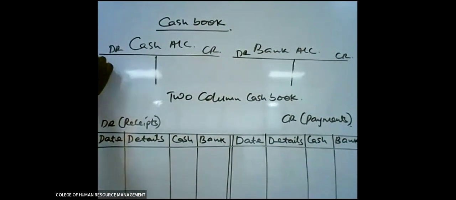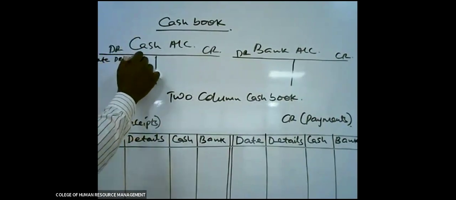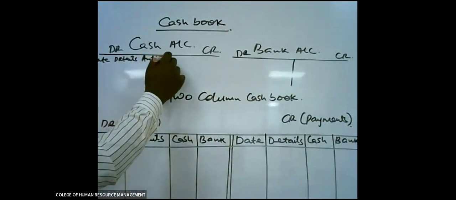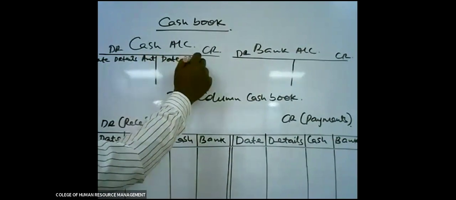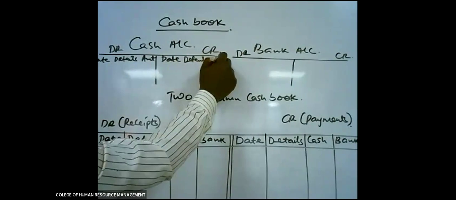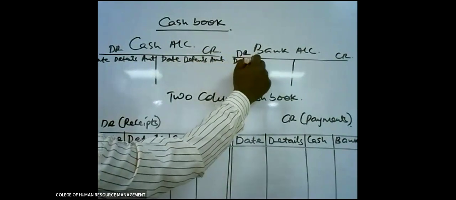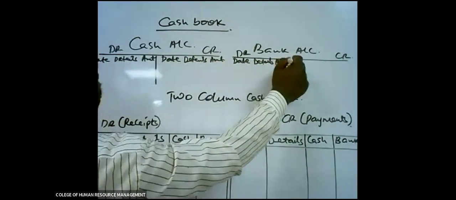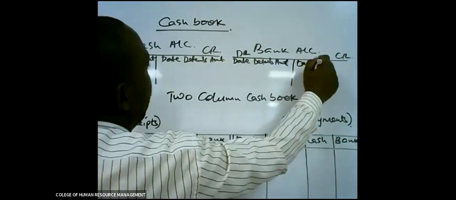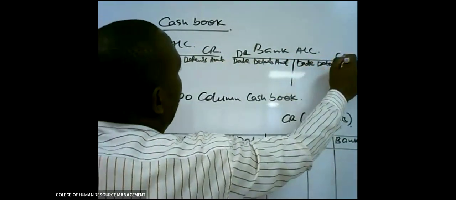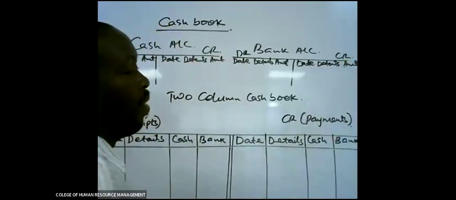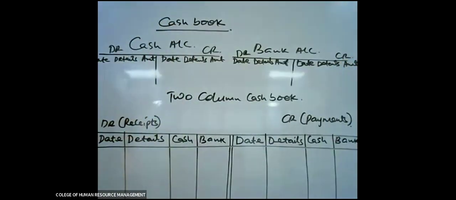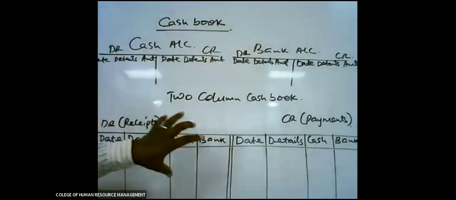Remember, even here we normally write the date, details. Here we normally use the amount. Date, details, amount. Date, details, amount, and again here date, details, and amount. That is how we do it. But now, instead of having this and this separate, we combine them.